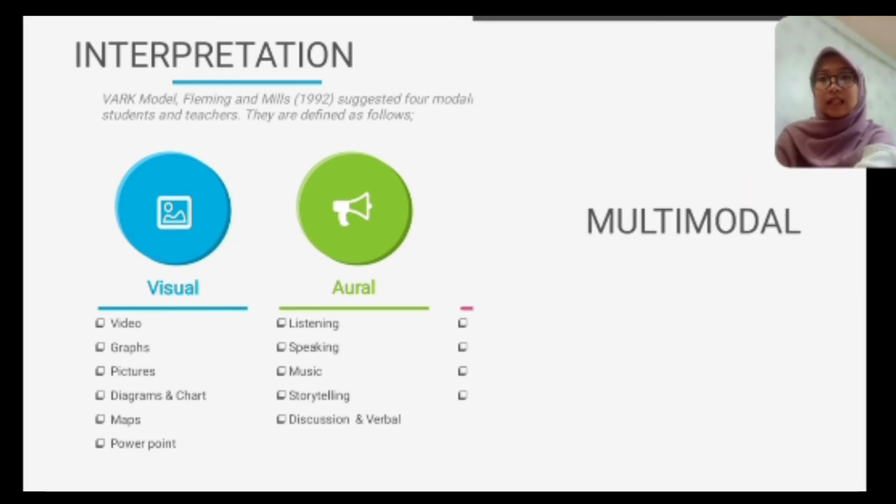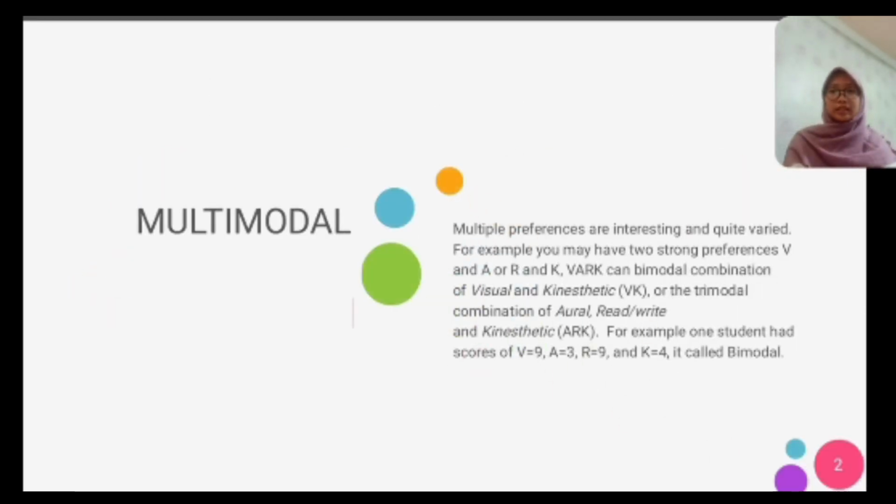Okay, the next one is multimodal. Multimodal means the respondent has more than one learning style. And there are bimodal combination, trimodal combination, and four-mode combination.